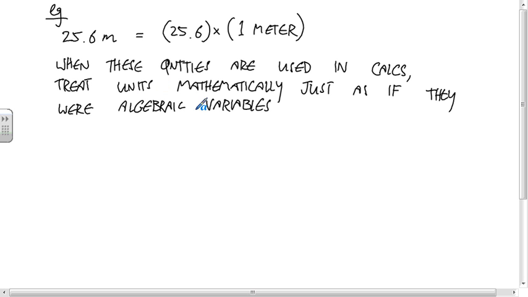Okay, so an example here is, say your calculation is 10 meters times seconds divided by 5 meters. So what if the m's and the s's were algebraic variables? You'd be able to cancel those m's, right? And that's exactly what you do if those are units. So you end up with 10 divided by 5 is 2, and you're left with 2 seconds.